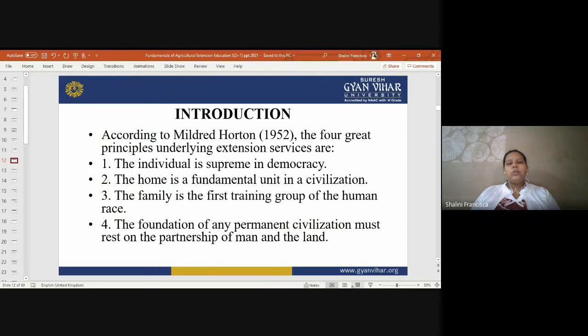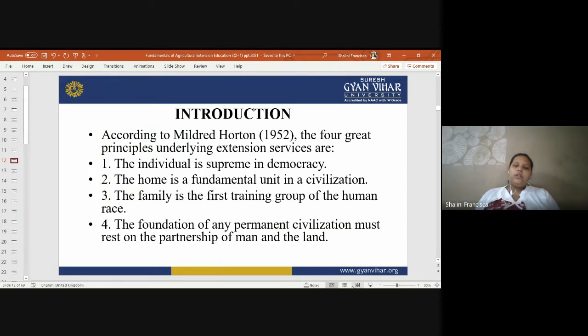The home is a fundamental unit in a civilization. So here we have to think that every individual is a prime target of an extension service, and home is the place where people come together and the extension people can interact with them. Then the third one is the family, because family is the first group that resides in the society.